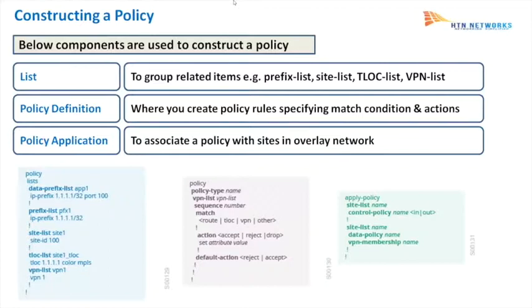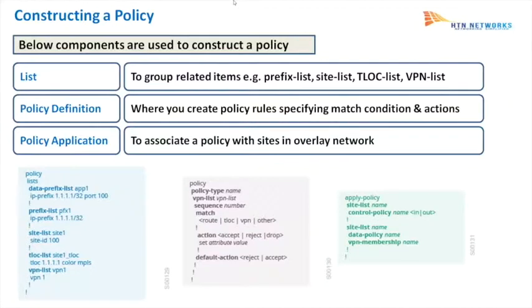So if you see the bottom three boxes, the leftmost one is showing you an example of a list. How can you create the list? The first one says list and then data prefix list. A data prefix list is where you put some kind of IP address or port number. This is showing you an example of IP address 1.1.1.1/32, port number 100. So you can create a list of IP addresses which you want to be impacted by that policy.